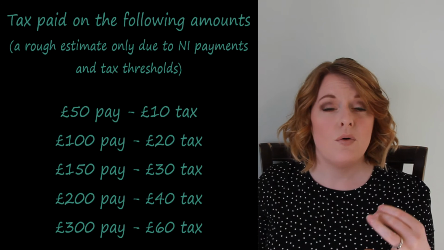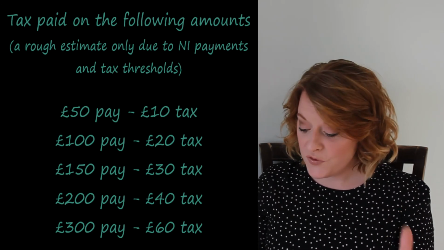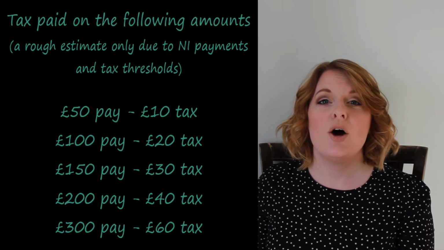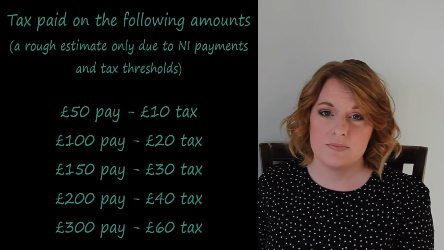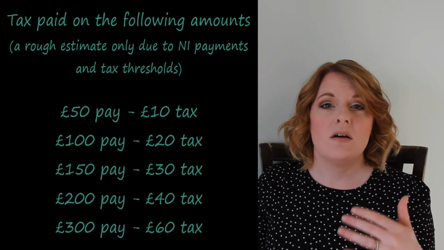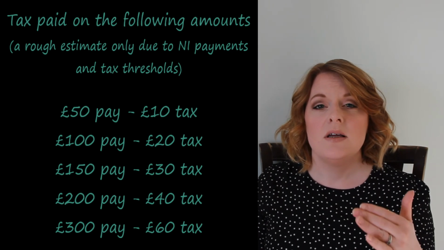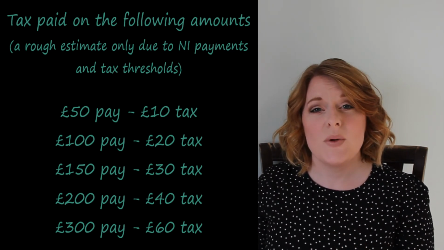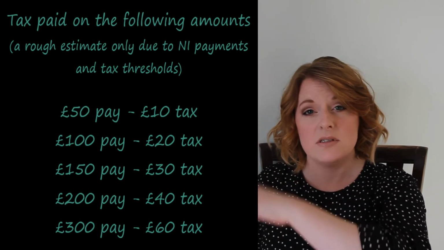I'm going to pop a few figures up on the screen here. Again, they are rough, but they give you an idea of what you should put aside so that you know you're going to have enough money to pay your tax. So if you earn or get paid £50, you will pay approximately £10 tax. If you earn £100, you will pay about £20 tax, and so on down the list. So the next thing we're going to cover is your commission.